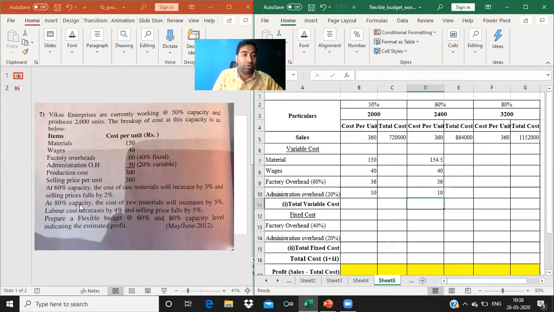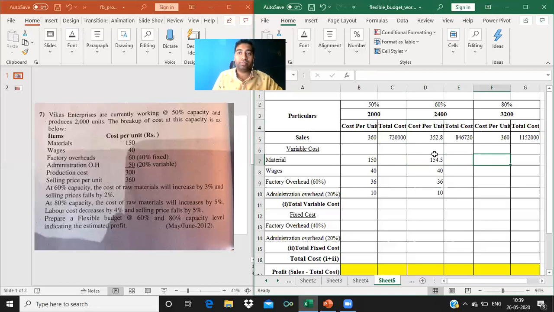Now you can see in the problem that selling price falls by 2%. The original selling price per unit was given as 360 rupees, and now they are telling us that the selling price will fall by 2%. So it is going to change. That is the adjustment which is given in the problem. So this will be equal to 360 into 0.98, since the price is falling by 2%. 352.8 will be the selling price.